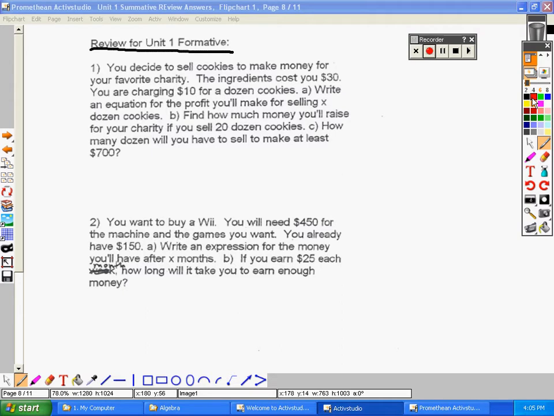The ingredients cost you $30. Okay, that means it's going to subtract 30. You are charging $10 for a dozen cookies. Write an equation for the profit you'll make for selling X dozen cookies. So, first of all, it's the equation for the profit.